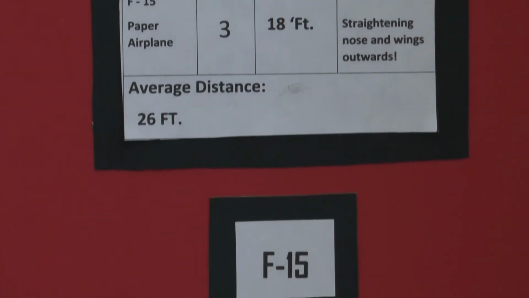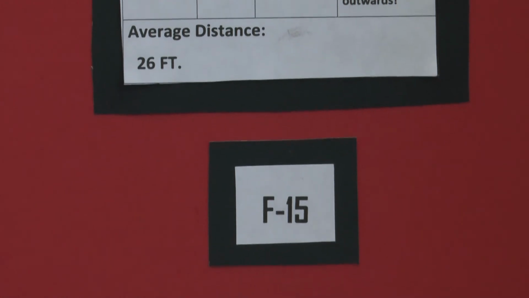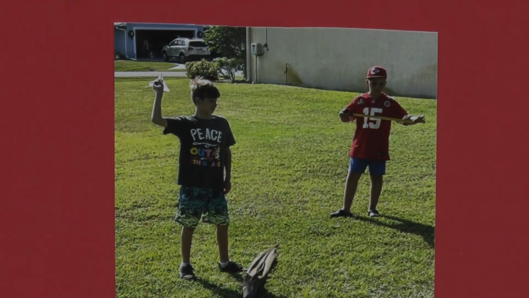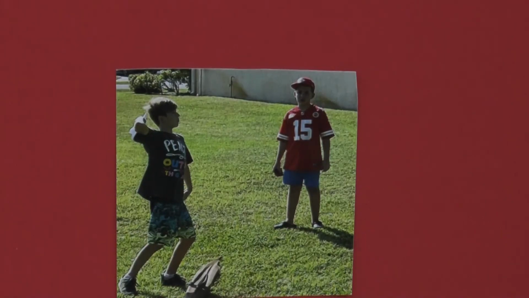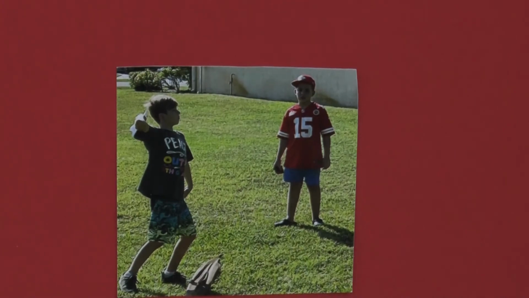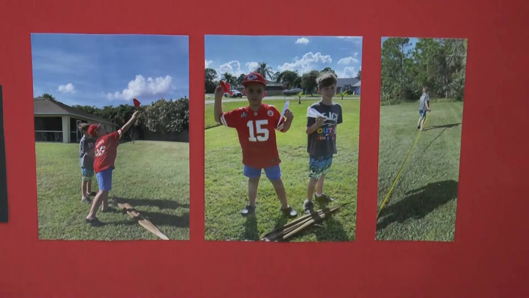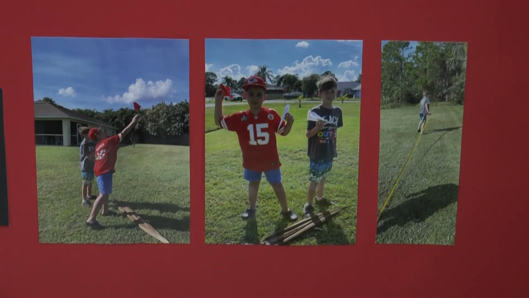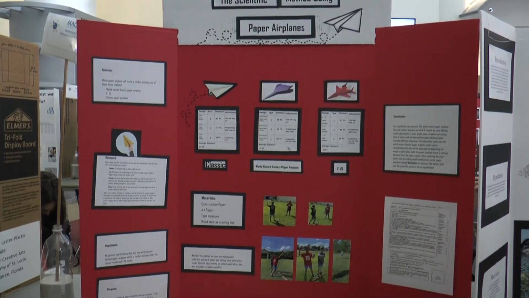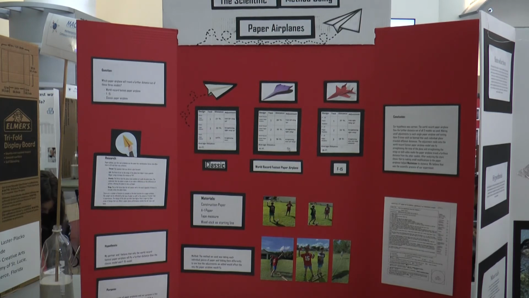And for our last trial, the design was the world record fastest paper airplane, and the first attempt it flew 28 feet. For our second attempt, it flew 25 feet, and for our last test, the world record fastest paper airplane flew an outstanding 70 feet, and we straightened the nose and wings. The average distance was 41 feet. And our conclusion: our hypothesis was correct. The world record paper airplane flew the furthest distance out of all three models we used.